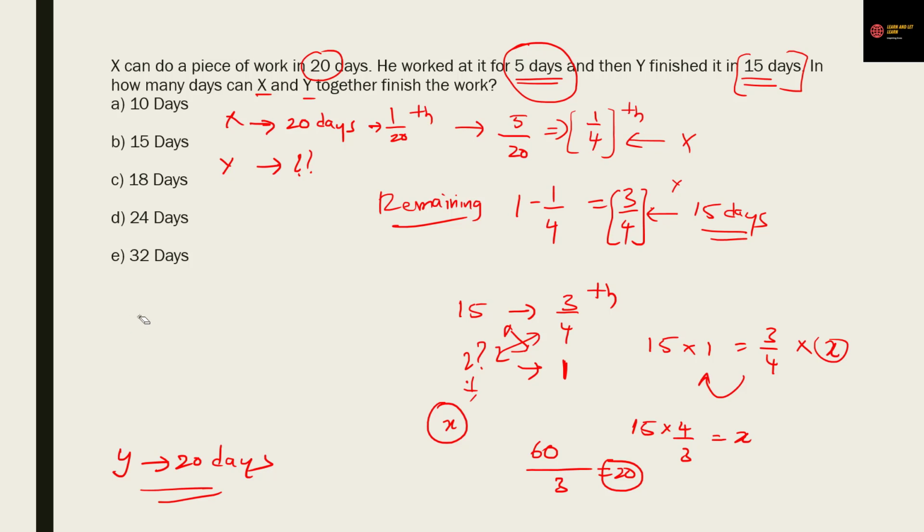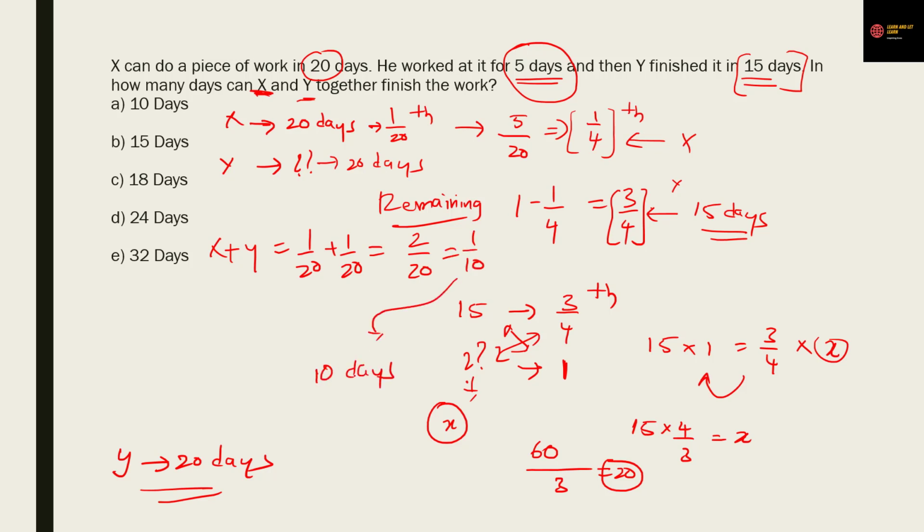So what is the question now? How many days will X and Y together take to finish the work? We have found Y's time as 20 days. It's very simple now. So X and Y will do 1 by 20 plus 1 by 20 part of the work in one day, which is nothing but 2 by 20, which is nothing but 1 by 10, and reciprocating it, it is 10 days. So X and Y will take 10 days. So very simple, it is 10 days.